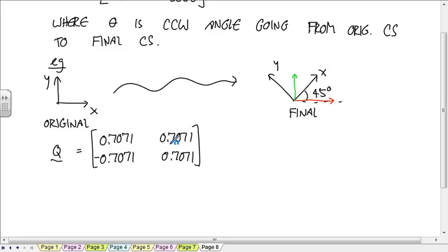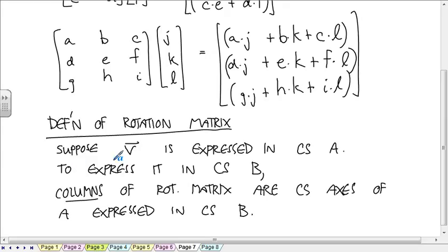And then the second one should be the green vector expressed in the new coordinate system. So what are the components of this green unit vector in the final coordinate system? Well, positive x, so 0.7071, positive y, positive 0.7071, so you get this. As you're doing these problems, you're not going to be thinking about this definition, but that's probably something that'll, at some point in your time in mechanics, help you understand rotation matrices a little bit.